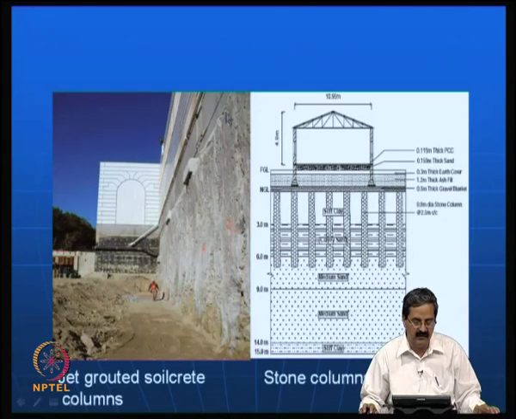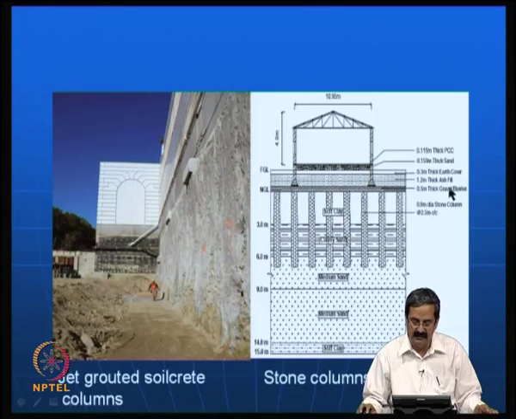So, what we do is what is called jet grouted soilcrete columns. In fact, in Bangalore we have a couple of constructions like this, where you just put some columns with soilcrete. Instead of concrete we call it soilcrete, right. So, we have columns which are made like this, and this is truly vertical, in the sense that it will not really influence this building in any way. That is a very useful technique.